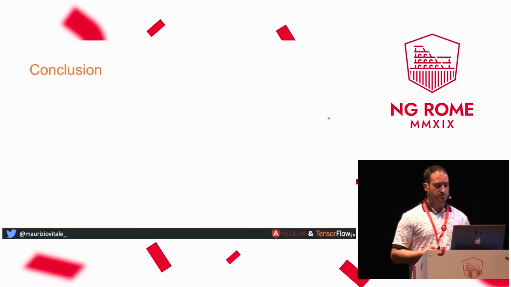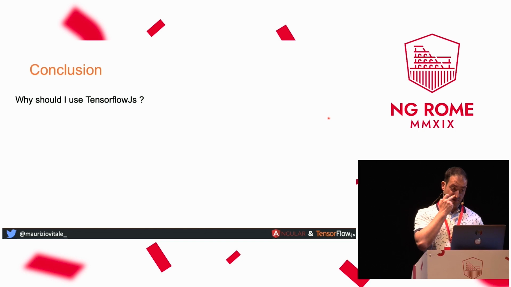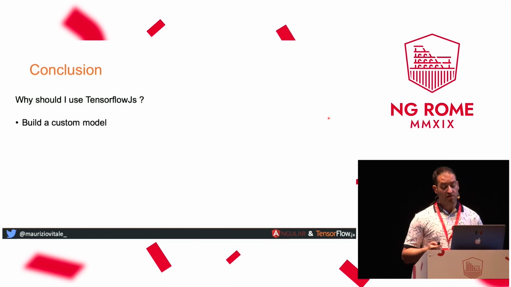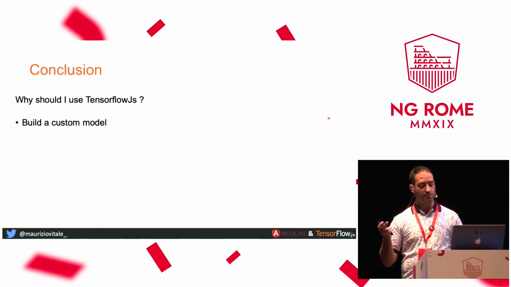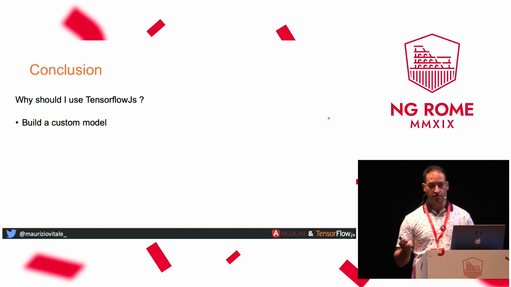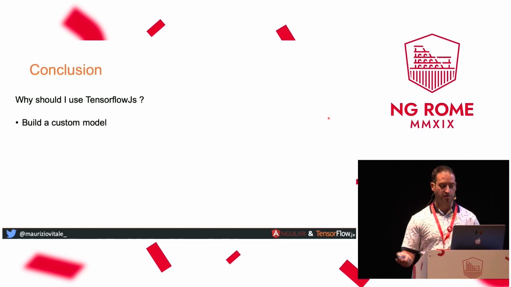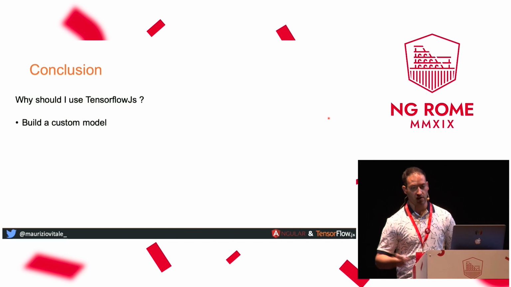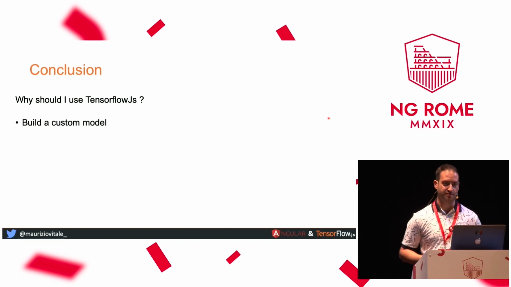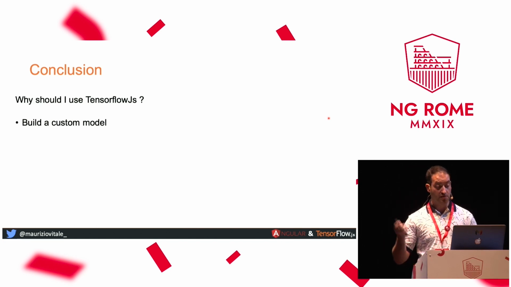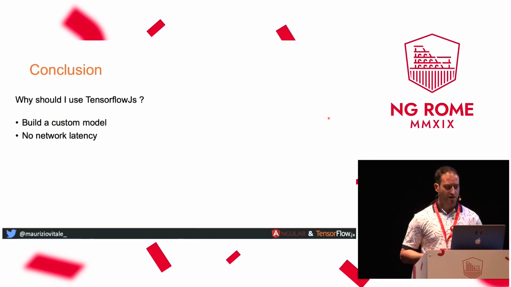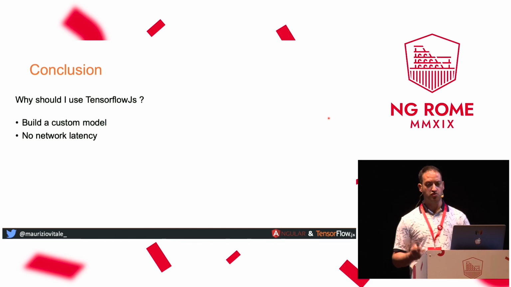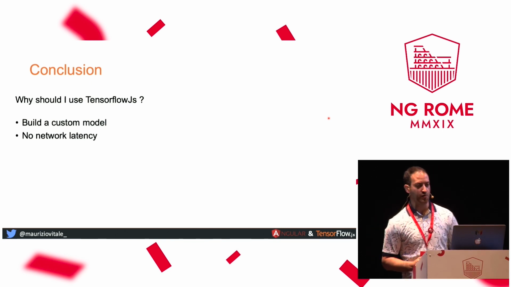In conclusion, if you are asking yourself why you should use TensorFlow.js: one reason is that if you have a custom use case, you can build your own model using TensorFlow.js. This means that you are not relying on an external API, such as the Amazon API or Azure API. For this reason, you don't have any network latency, so you don't need to wait for the request and the response.